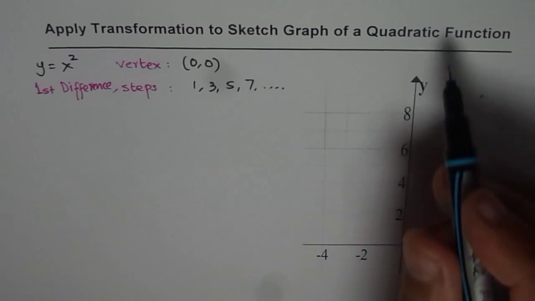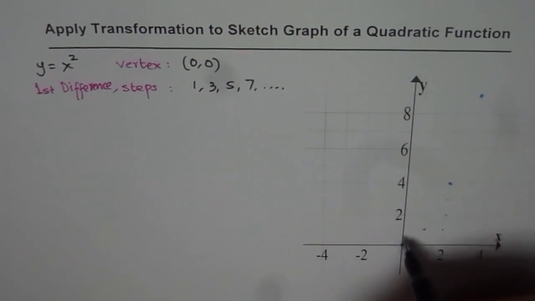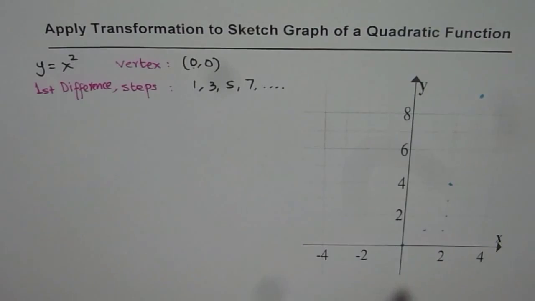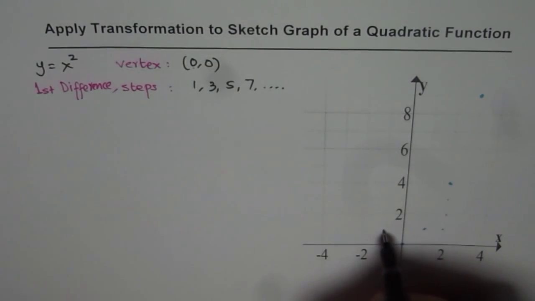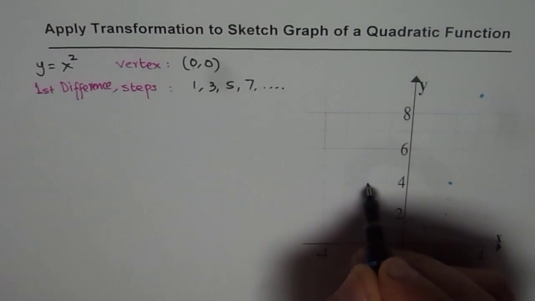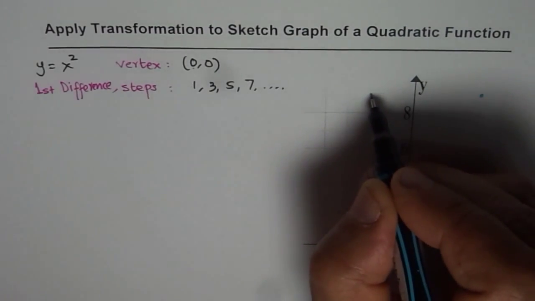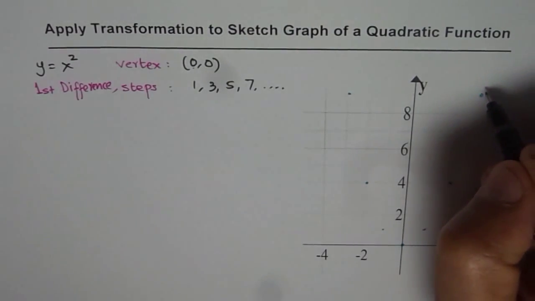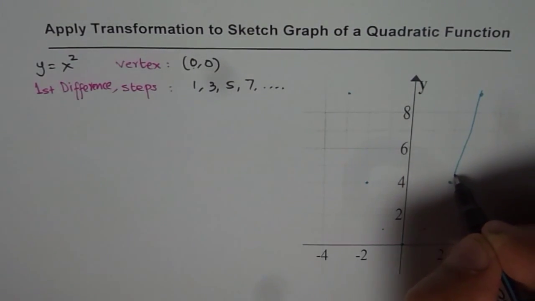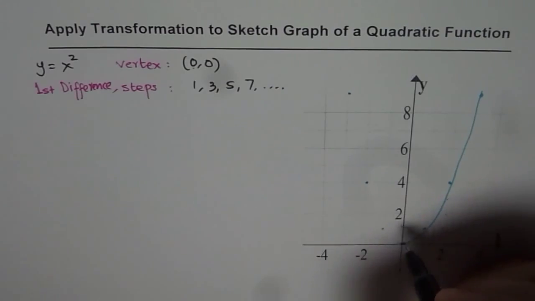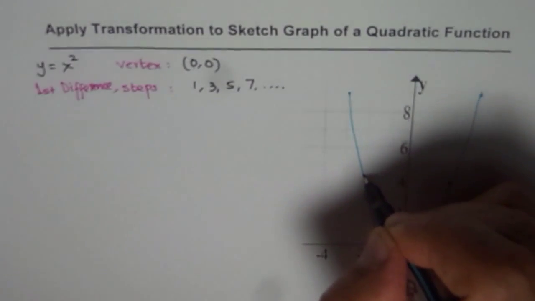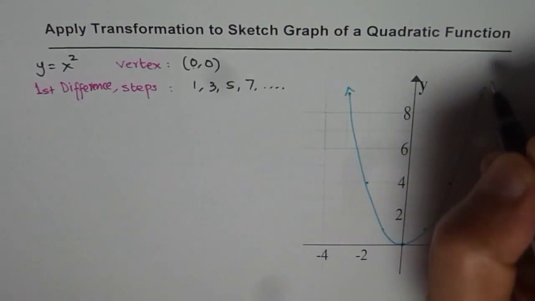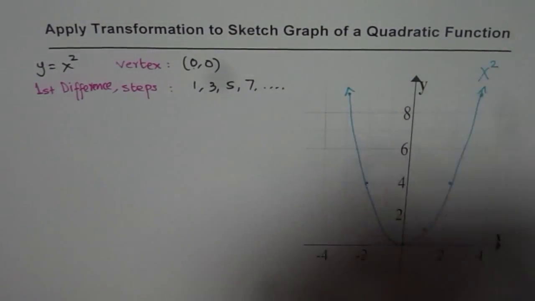Now since quadratic functions are symmetric about their axis, in this case the axis is the x coordinate of the vertex, right? So you can have corresponding points on the other side, and with those points you can always connect them and join. So we have the parent function which looks like this. That is the graph of y equals x squared, right?